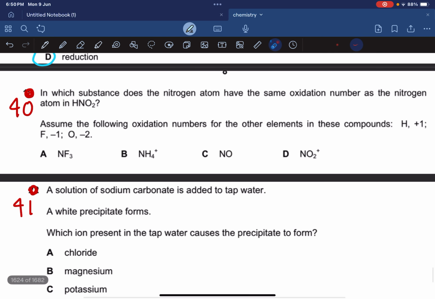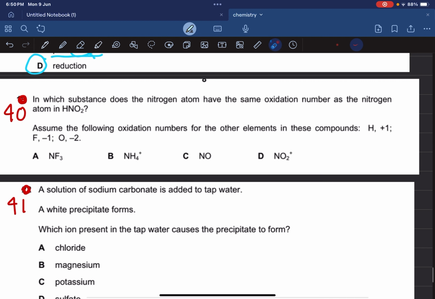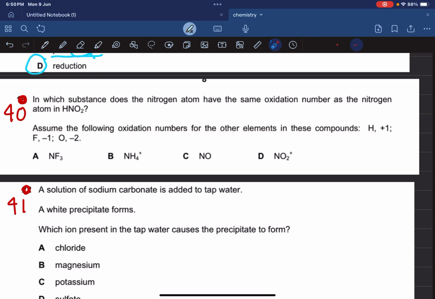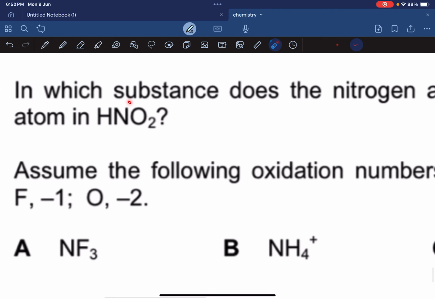In which substance does the nitrogen atom have the same oxidation number as a nitrogen atom in this? Assume the following oxidation numbers for the elements in these compounds: H plus 1, F negative 1, O 2 negative. I guess we have to first figure out the oxidation number of nitrogen over here.